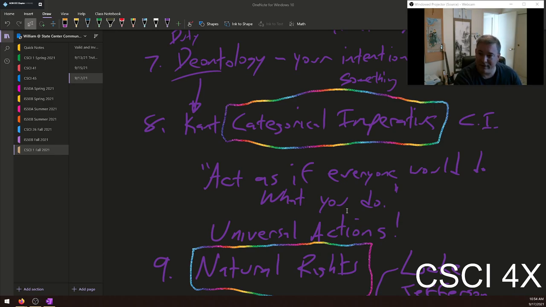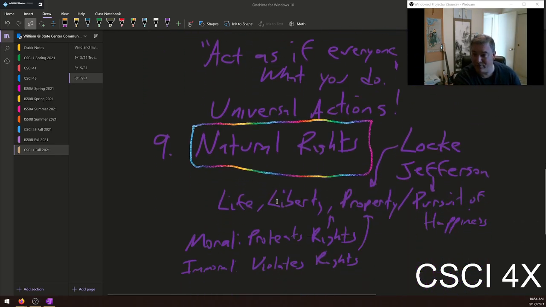And then finally, natural rights. Murder is wrong because you're violating somebody's right to life. The rights can be violated, it's just wrong to do so. And what's really important, what differentiates natural rights from other conceptions of rights, is that a lot of people think that rights are conferred by society. Right? Right?